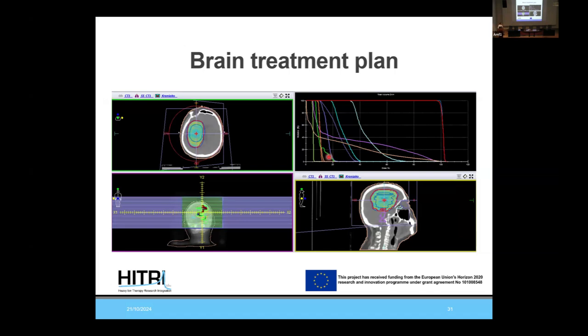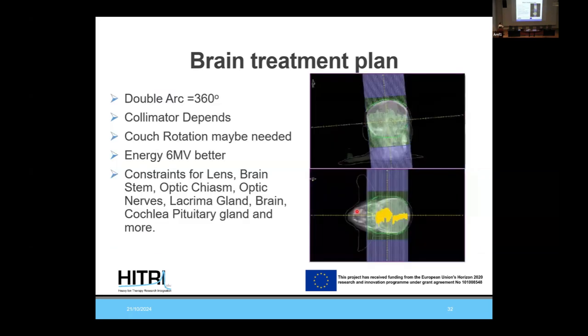Here, the brain treatment plan. The same. Double arc. Again, 6 MV. Here we have the collimator, always depends. Here we can think and we can rotate the couch. Depends where the damage is, where the problem is. Here we have a rotation of the patient, of the couch. So the radiation is like doing that in a sagittal mode. The constraints: lens, brain, optic chiasma, nerves, many.